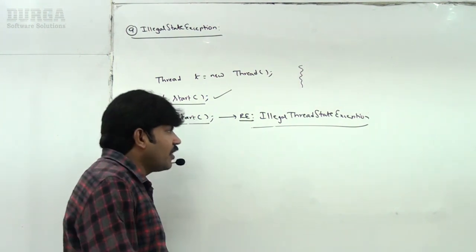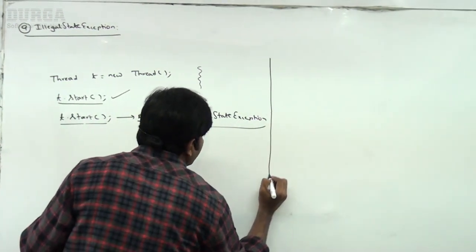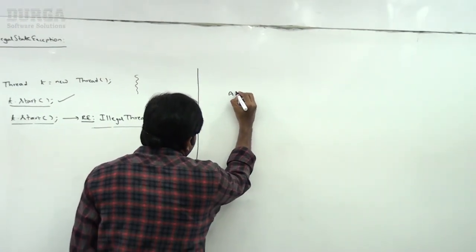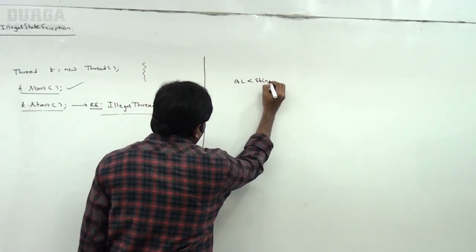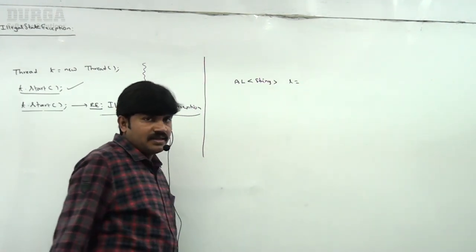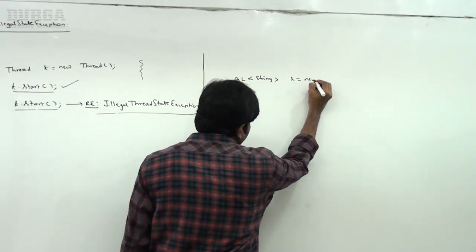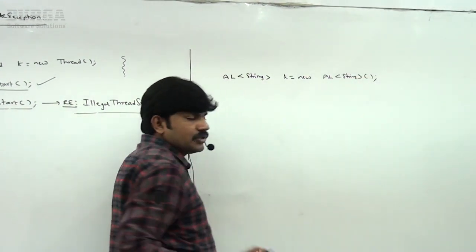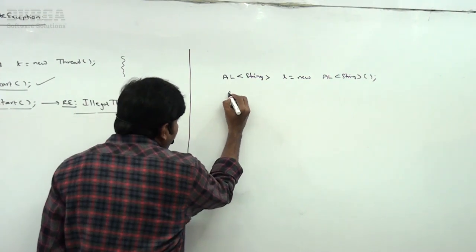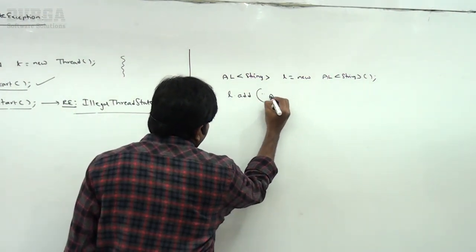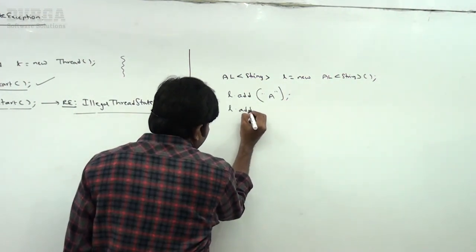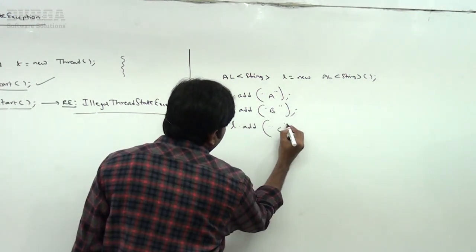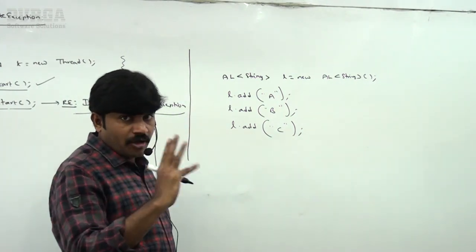Similarly, let me go for one more example so that you will get much clarity, sir. Suppose I have one ArrayList. ArrayList<String> l = new ArrayList<String>. I created one ArrayList object to hold string objects, right? Sir, l.add("A"), l.add("B"), l.add("C"). I added 3 string objects, right?